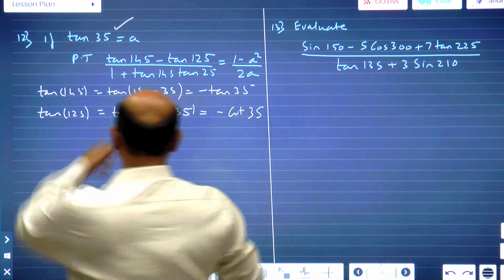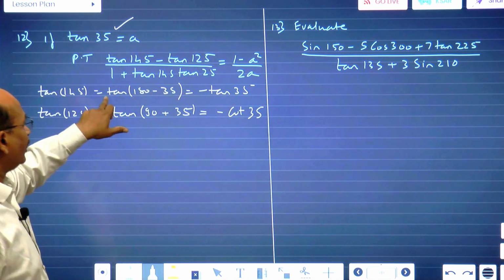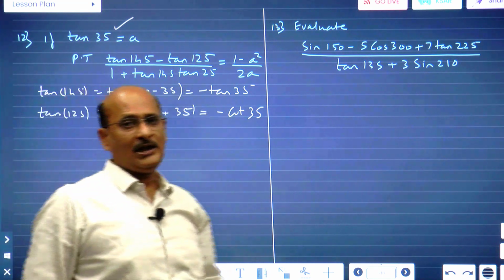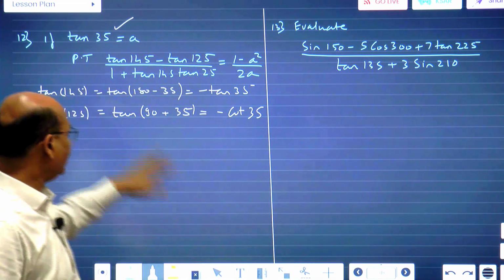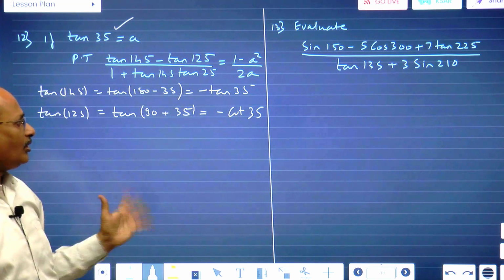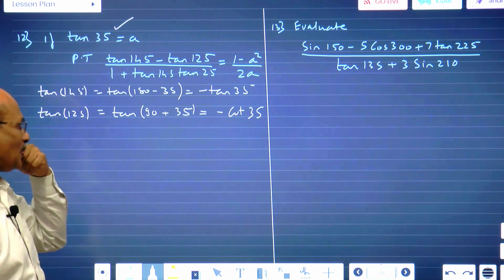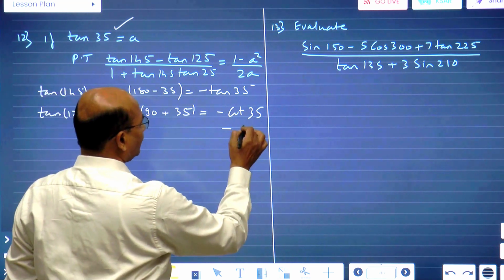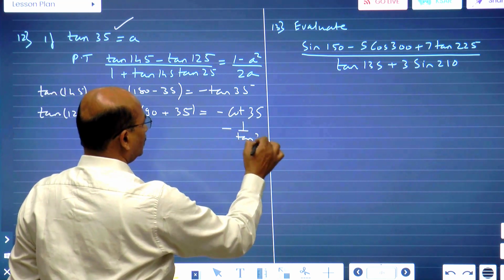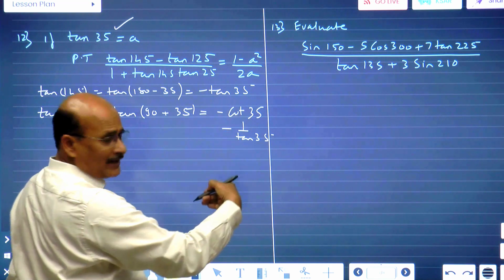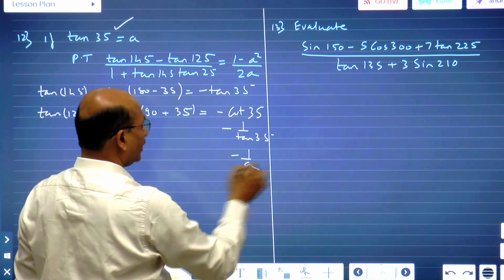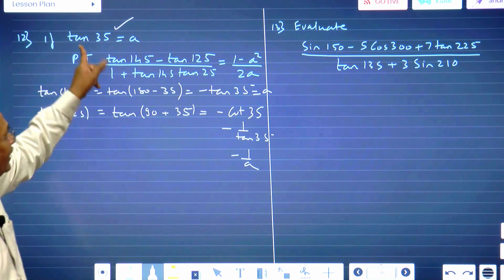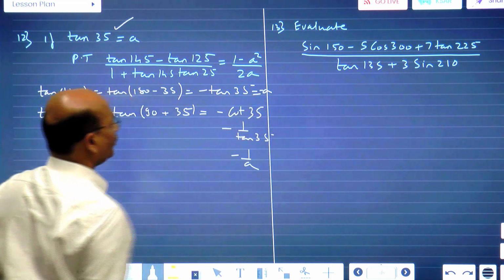Here I did not do it because it's 180 minus theta, the ratio remains the same. But only in case of 90 plus minus theta, 270 plus minus theta, the ratio changes. Now cot 35, I really don't know how to get that. But minus cot 35, I can write minus 1 upon A, because cot is the reverse of tan, and tan 35 is A. So I hope you got this point clear.